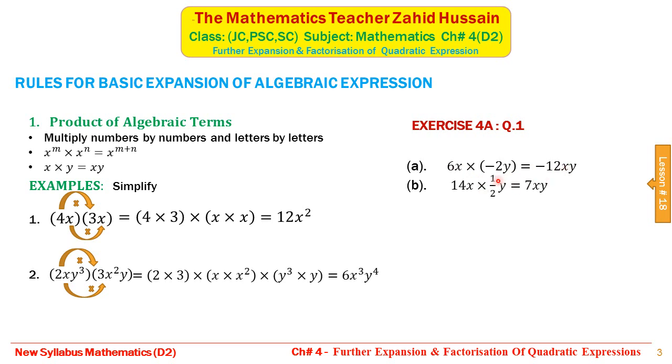14x multiplied by 1 by 2y, we will multiply 14 with 1 by 2. Multiplying 14 with 1 by 2 means dividing 14 by 2. We will cancel this. 2 ones are 2, 2 sevens are 14. We are left with 7, and x multiplied by y is xy.